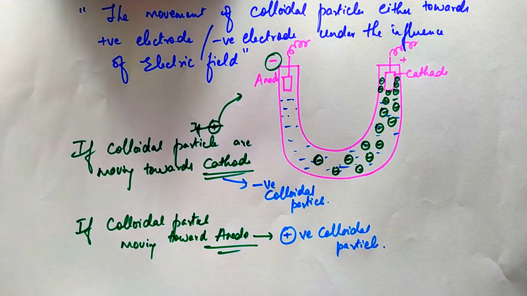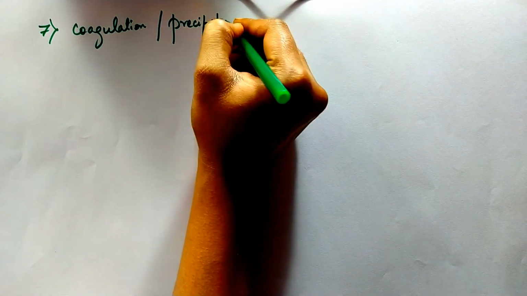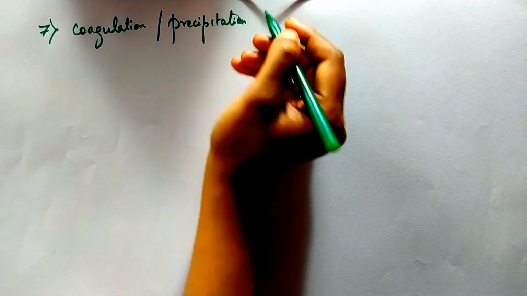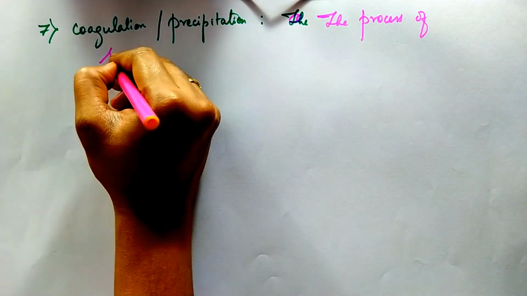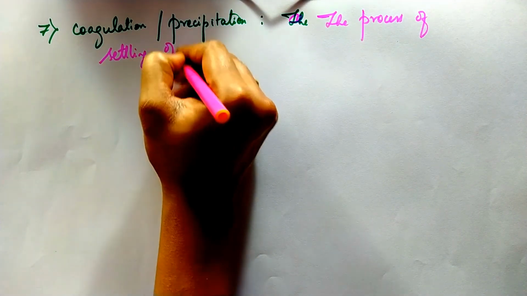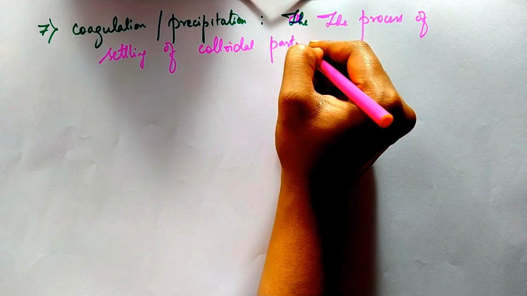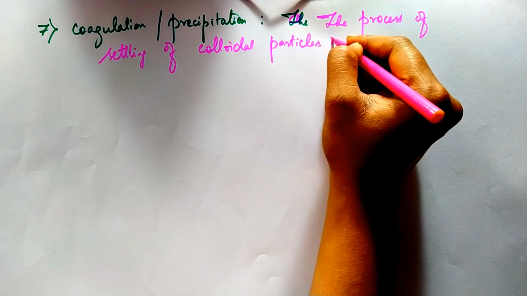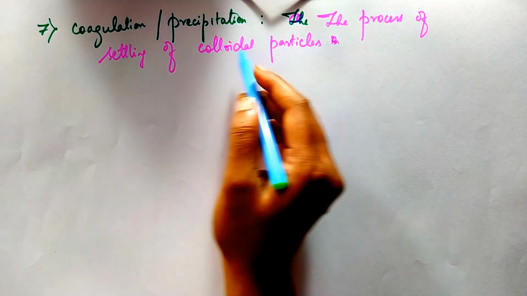Okay, then let us move on to the 7th point. So this is the last point, that is the 7th point, that is coagulation or precipitation. That means the process of settling of colloidal particles. The process of settling of colloidal particles is called coagulation or precipitation. That means how the colloidal particles get precipitated.